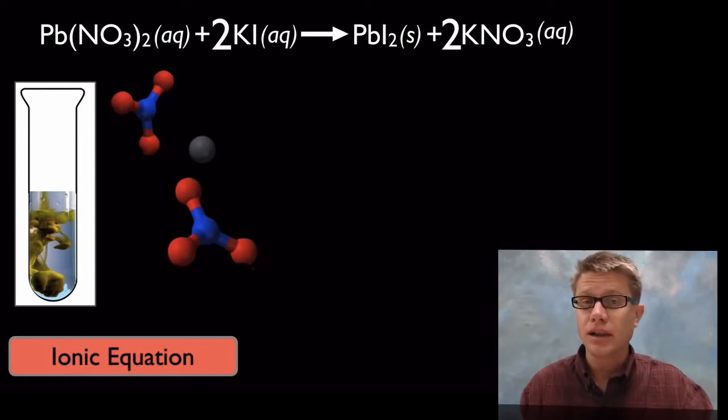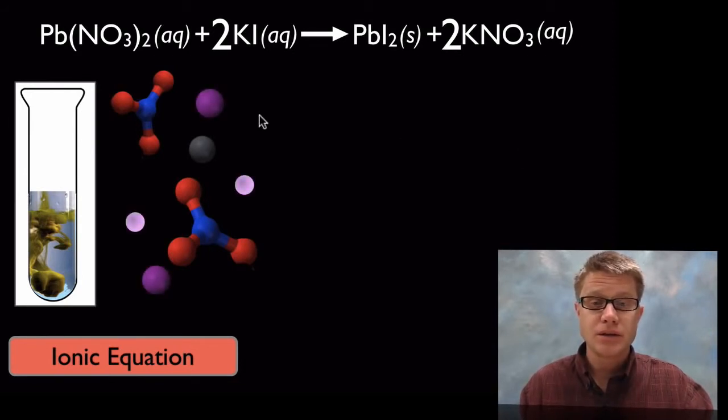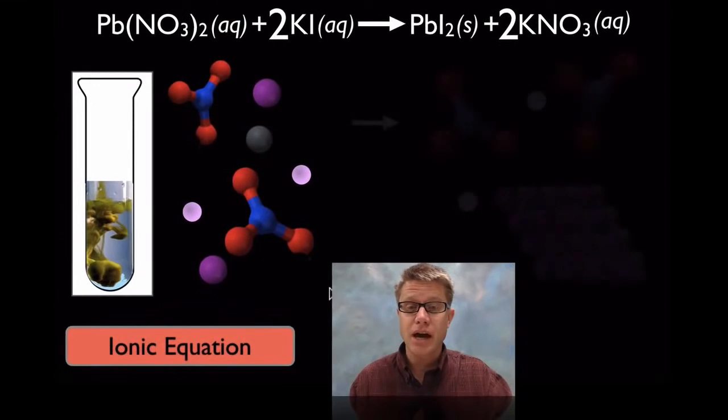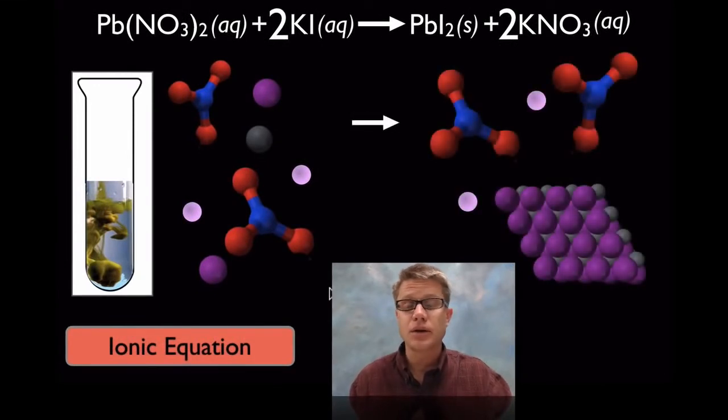And so we have lead and nitrate ions. This is what they're going to look like in solution. Remember, they're not connected, they're dissolved in the water. Next, we're going to have the potassium and the iodine. So those are going to be separated as well. This is going to be the iodine, or the big purple spheres, and the small purple spheres are going to be the potassium. And now we're going to have a reaction. What does it look like after that? Then we're going to have the nitrate and the potassium ions.